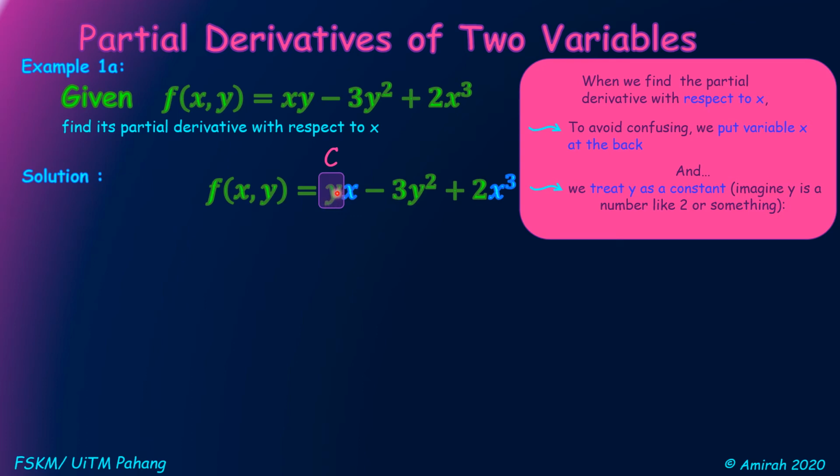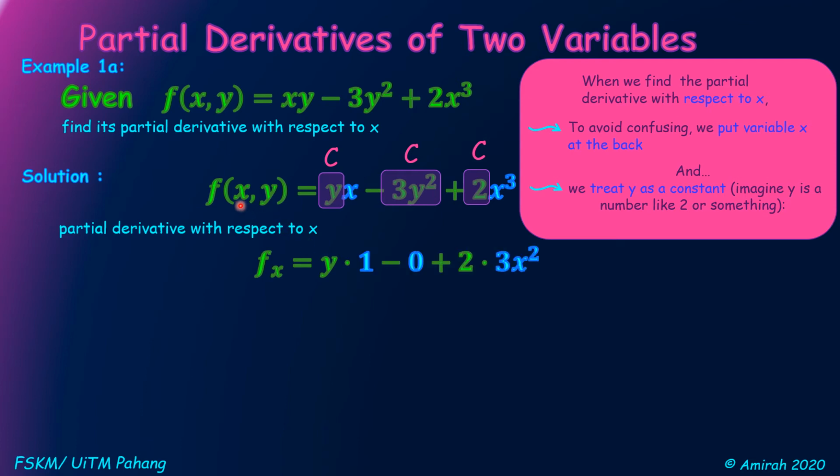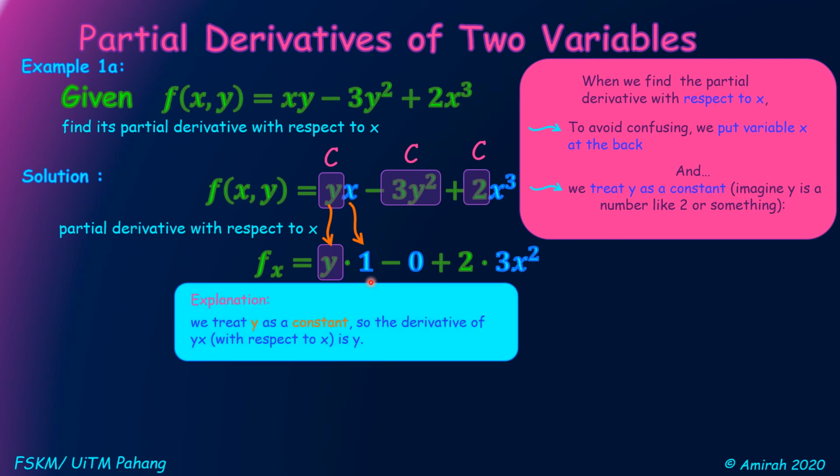So y is a constant because now we want to find the partial derivative with respect to x. Variable y here is a constant, so 3y squared is also a constant, and 2 here is a constant. Then we can differentiate with respect to x. We find the partial derivative with respect to x, and the symbol when we differentiate using partial derivative with respect to x is f subscript x. When we differentiate yx, it becomes y times 1. We treat y as a constant, so the derivative of yx with respect to x is y.